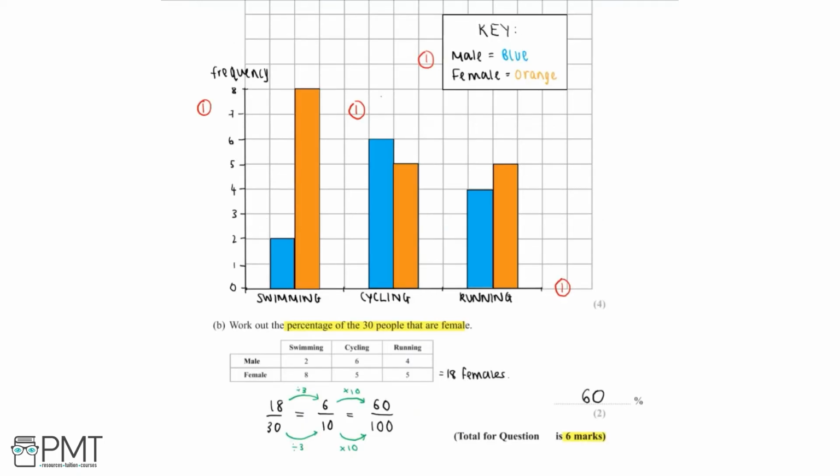Now in part B, we get 1 mark for identifying that 18 out of the 30 people are female. And we get the 2nd mark for correctly converting this fraction into a percentage, and for showing that 18 out of 30 is equivalent to 60%. And so we've now achieved the full 6 marks needed in this question.